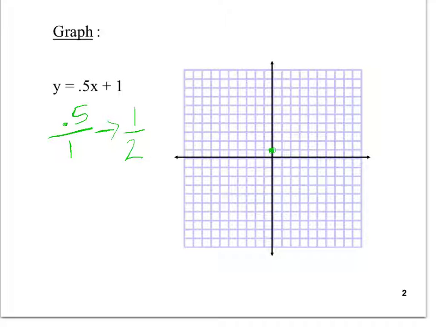So they're both positive, so I go up 1 to the right 2, up 1 to the right 2, and then I can go down the other way, down 1 to the left 2. Again, my slope is positive, and when I draw the line, my line is going up. So I did this correctly.